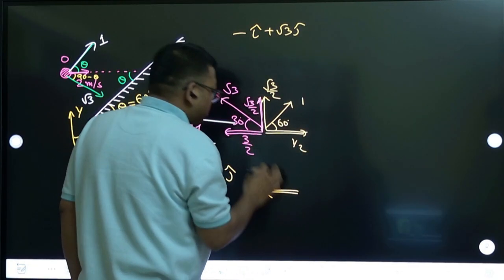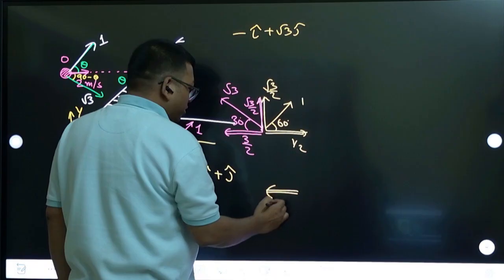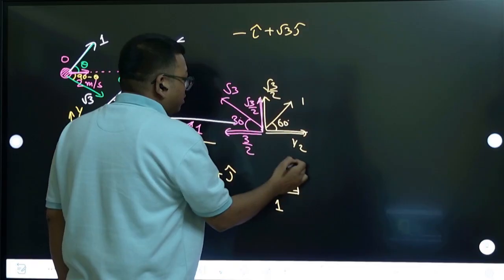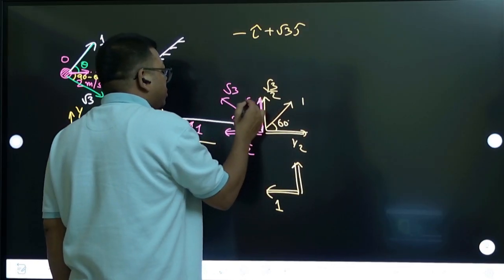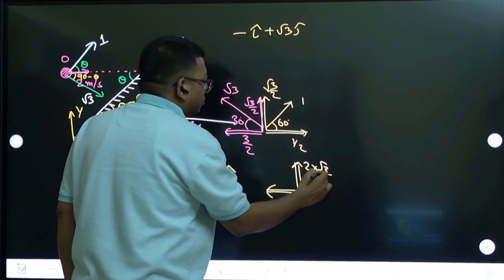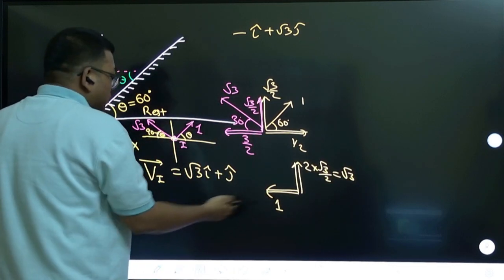So along x-axis the resultant is root 3 by 2 minus half. Root 3 by 2 minus half means 1 it will come, right? 3 minus 1, 2 by 2, 1. And this is going along this direction. So how much? Root 3 by 2 plus root 3 by 2. So 2 times root 3 by 2, that will become root 3. Okay, done. So along x-axis it is minus 1.